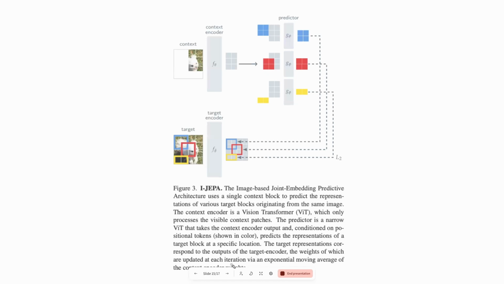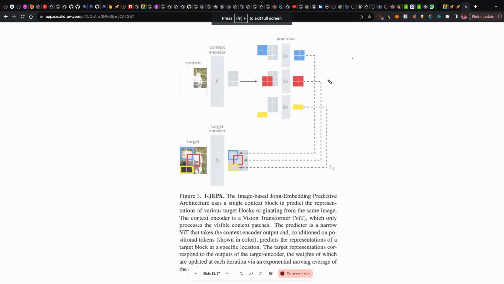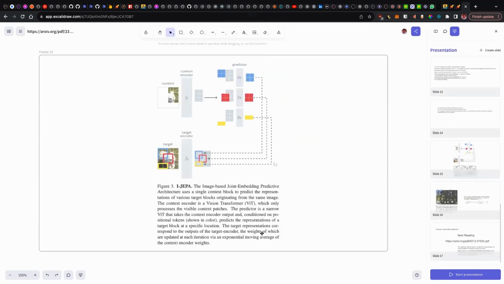And here I would bring your attention to this line, because essentially you now have three models, right? You have a context encoder, predictor, and a target encoder. They say here that the weights of each of these models are updated at each iteration by an exponentially moving average. The weights of beta are an exponentially moving average of the context encoder weights.